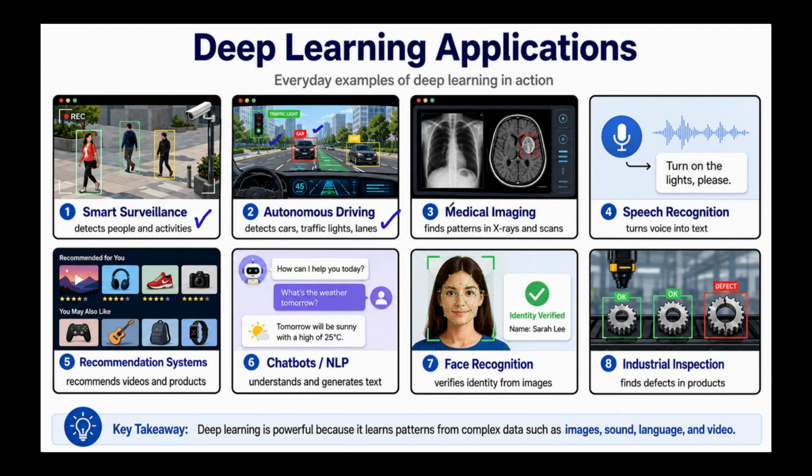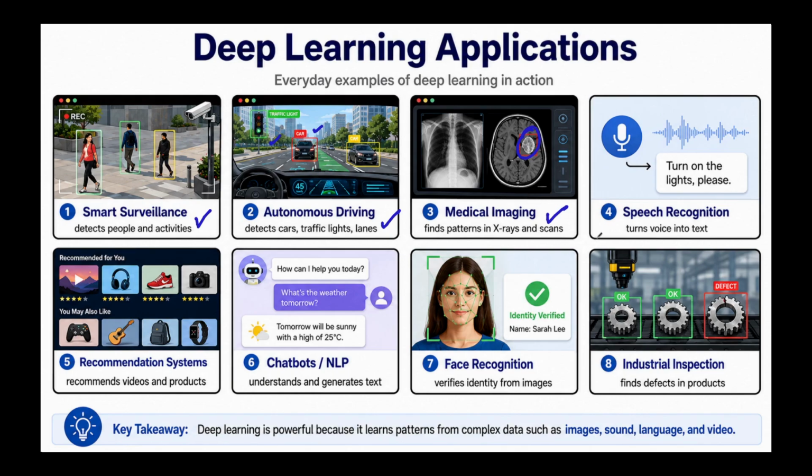Third, medical imaging. Deep learning is used in medical imaging analysis such as X-rays, MRI scans, CT scans, and ultrasound images. It can help doctors find patterns that may indicate diseases, tumors, fractures, or abnormalities. It does not replace doctors, but it can support doctors by highlighting areas that need attention.